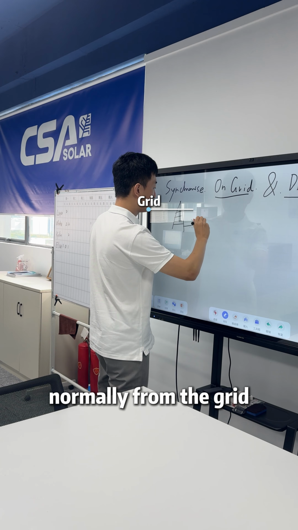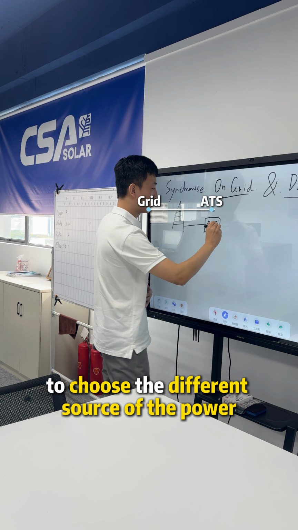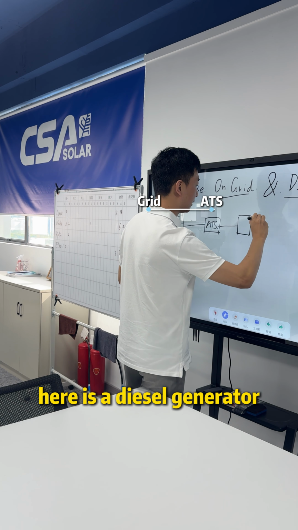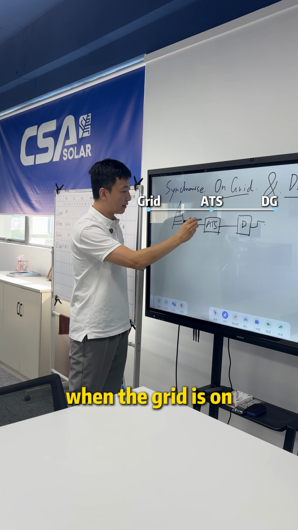Normally from the grid, we have the ATS. ATS is a switch to choose the different source of the power. Here is a diesel generator, okay? When the grid is on, the ATS will switch here. So the grid can work normally, but when the grid is off, the ATS will switch to the diesel generator. And here is our load, L1, L2, L3, the different load.